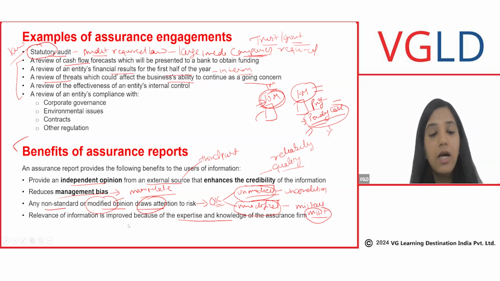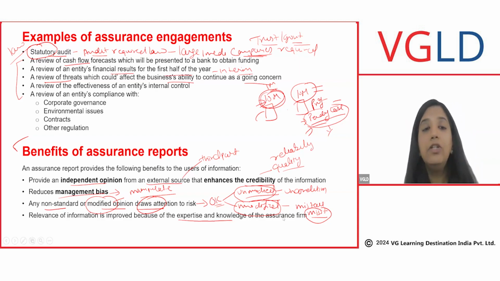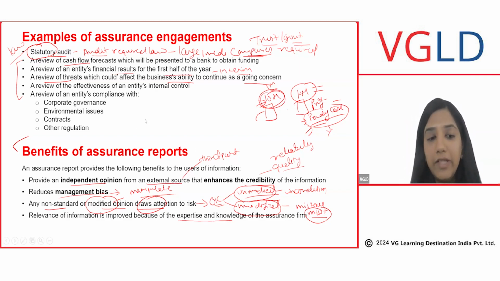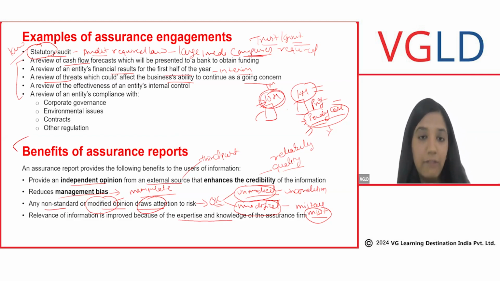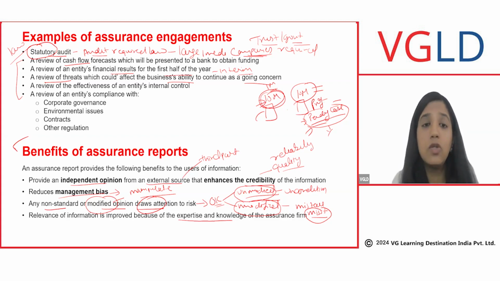Relevance of information is improved because of the expertise and knowledge of the assurance firm. You have to have a domain expert when it comes to conducting an audit. Like I told you, if an environment audit or an ESG audit is being conducted, a stat auditor cannot come and do your ESG audit. You should have domain experts if you are a client looking for an auditor, because only a subject matter expert in that particular field can form an opinion upon which a company can act.